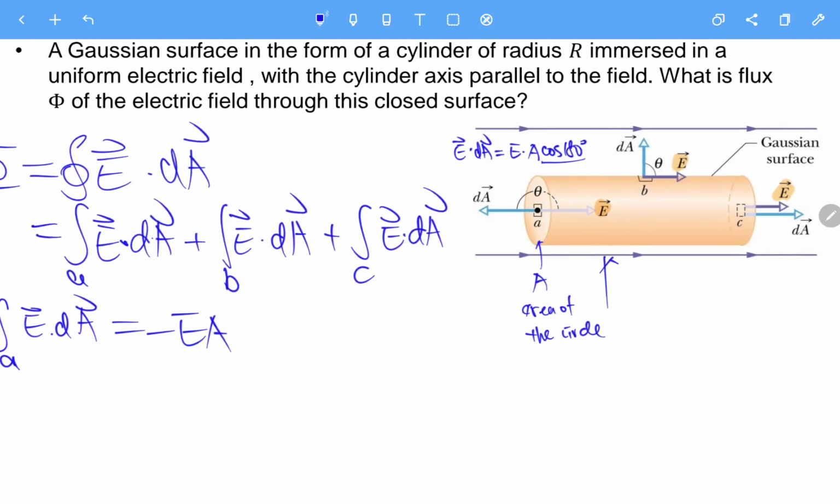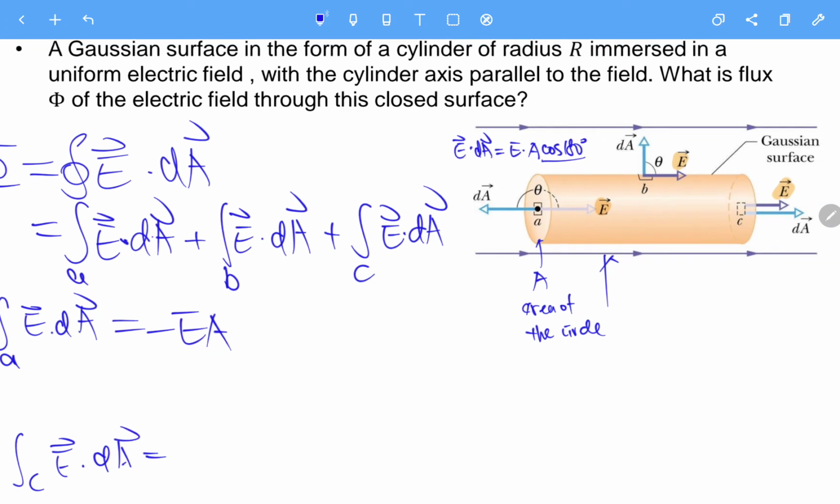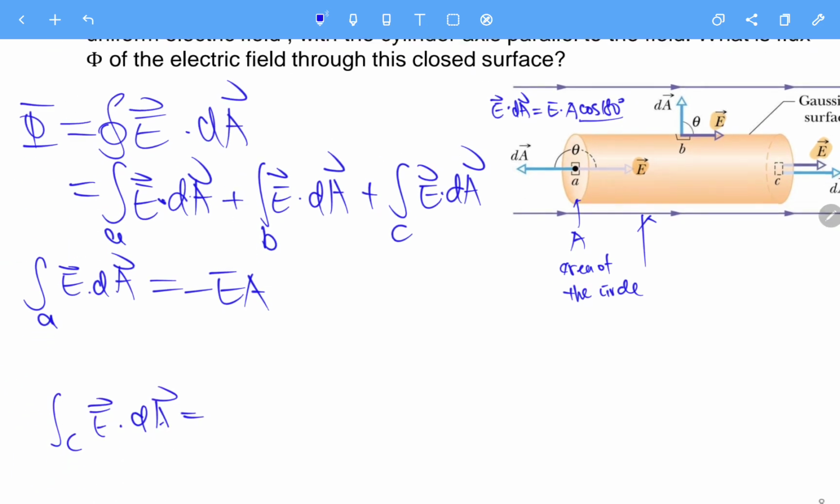So let's go to part C first, because the argument is similar. For part C, dA points to the right side, which is pointing outward, and the E field also points to the right side. So E dot dA is EA cosine of 0 degrees. So it should be E times A.